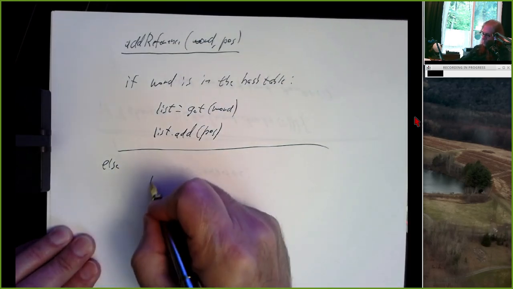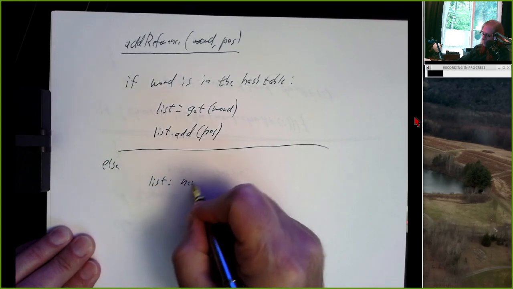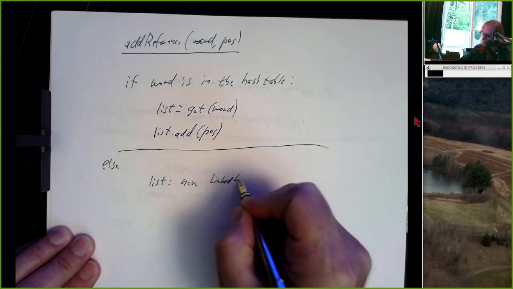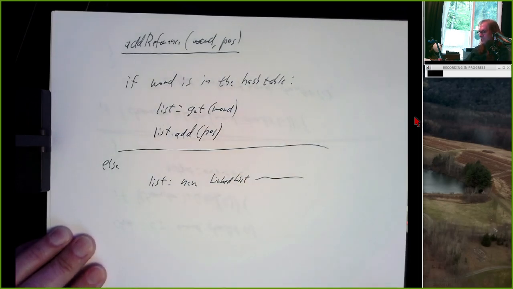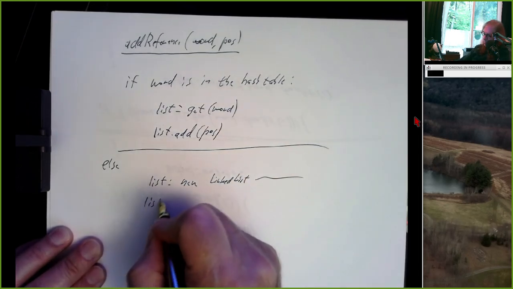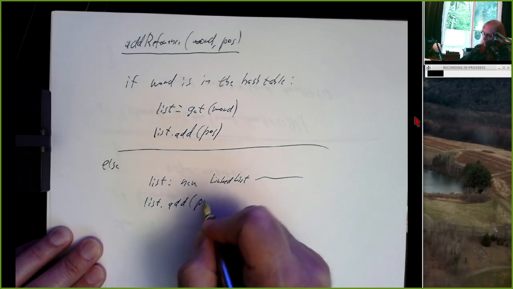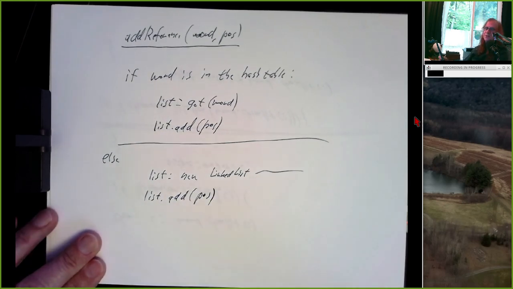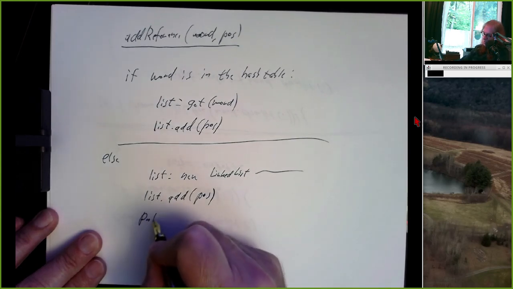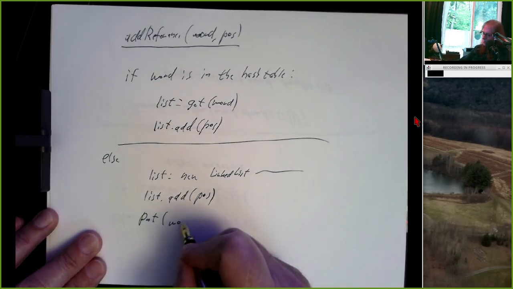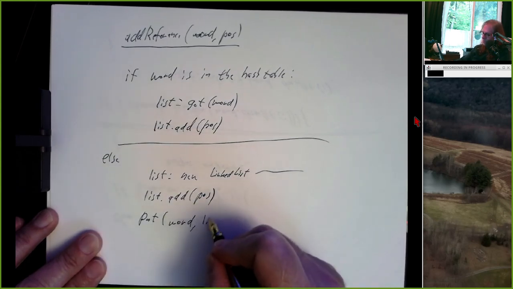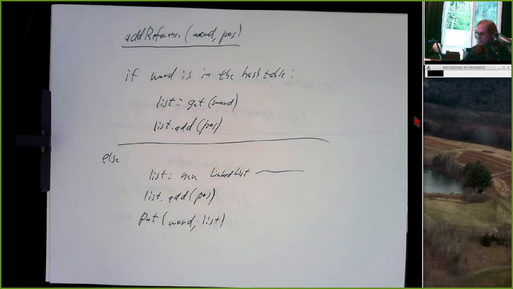And that appends this number to the end of the linked list associated with this word. Otherwise, make a new linked list. Add the position to the end of the linked list. It's an empty list to start, so now we've got a list containing just that number. And then we're going to put that into our hash table. So put in, associated with that word, this linked list. And that adds it to the hash table, and now you've got an entry associated with this word, which is a linked list containing one thing, which is the position of that word.